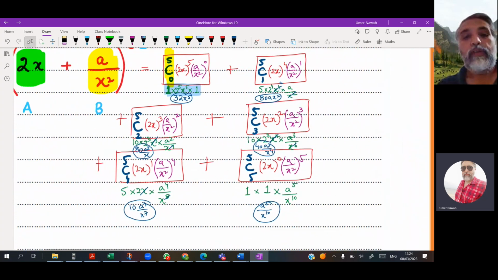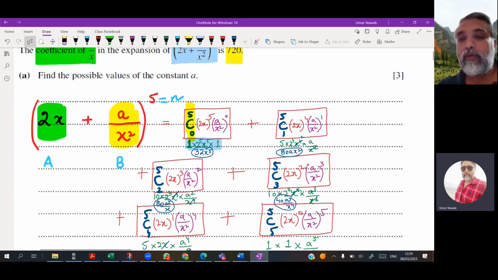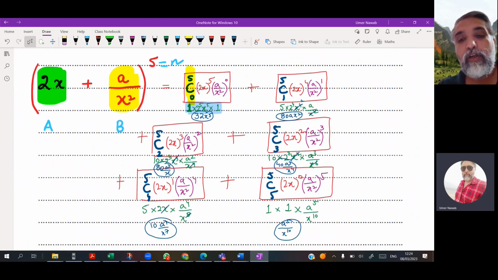Now, you will definitely ask me a question, sir. This question has 3 marks, and do we need to spend this much time on this question to get these 3 marks? No, you need not do this.